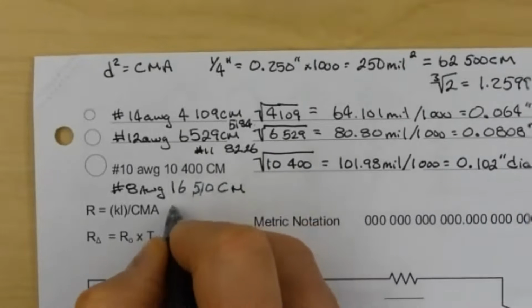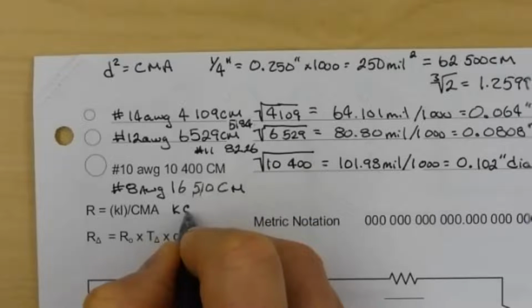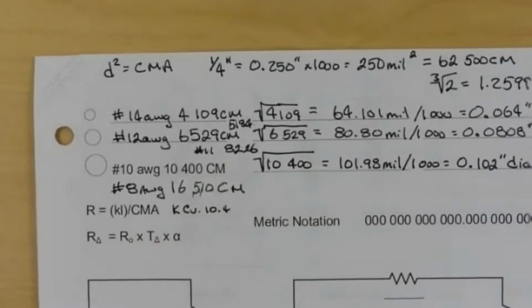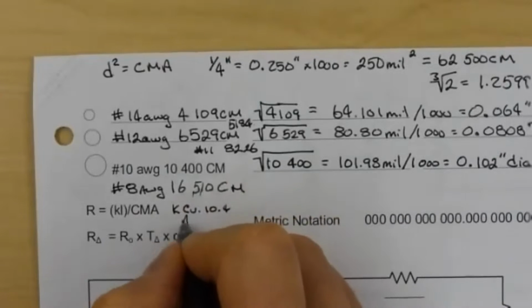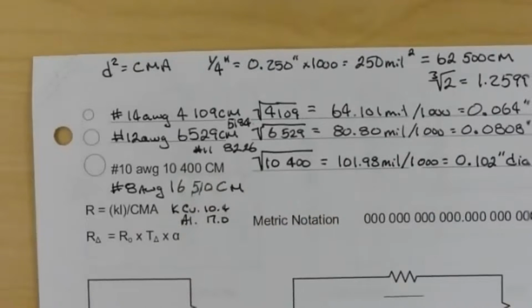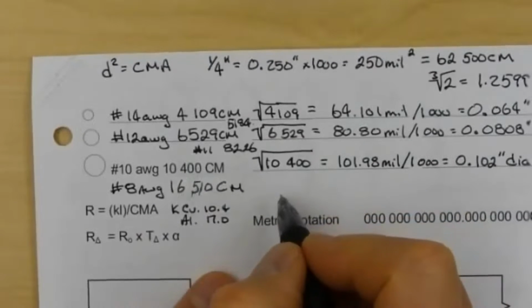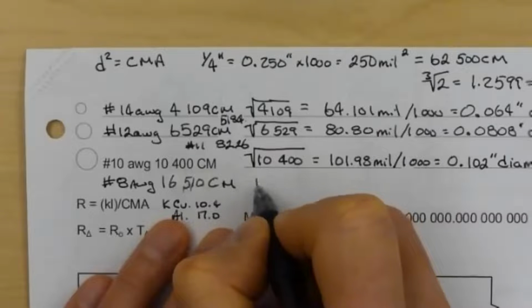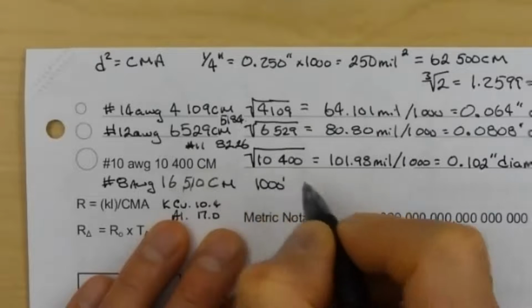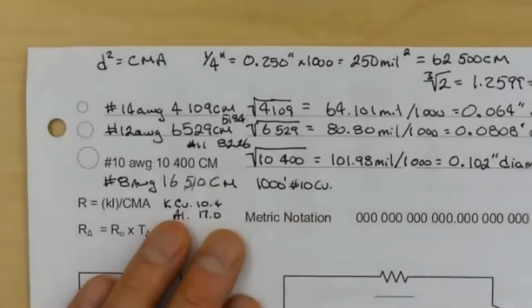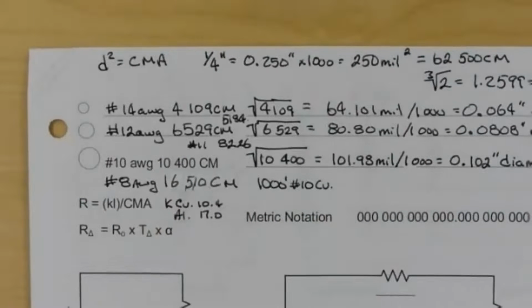We're not going to use that right now. So K for copper is 10.4, and the K for aluminum is 17. So if we do this formula here, say we've got 1,000 feet of number 10 copper, what is the resistance of that wire?